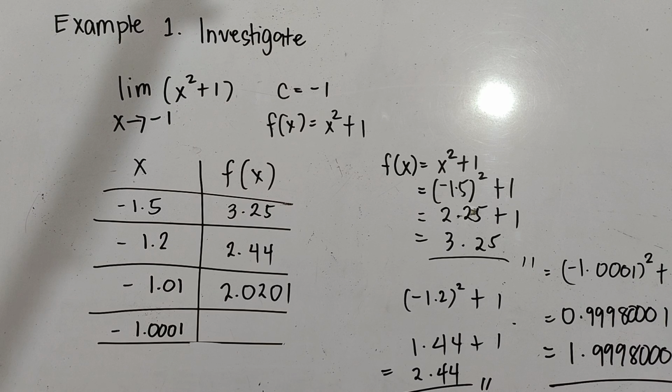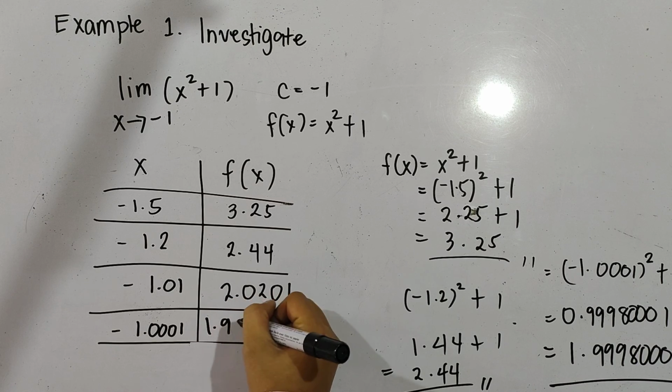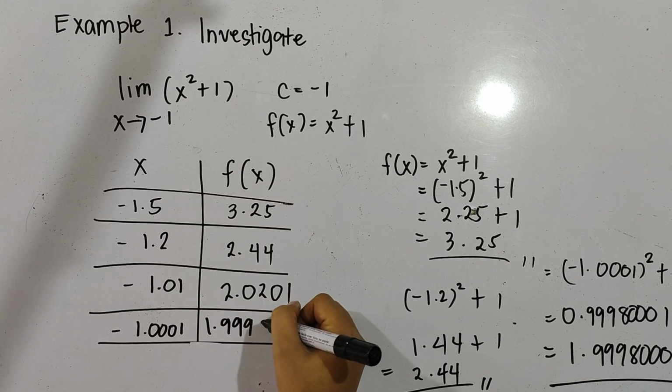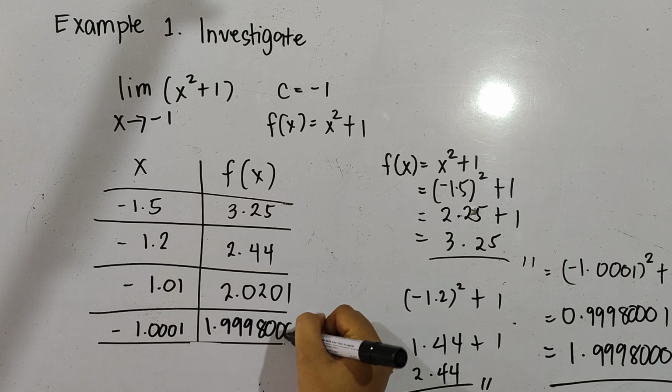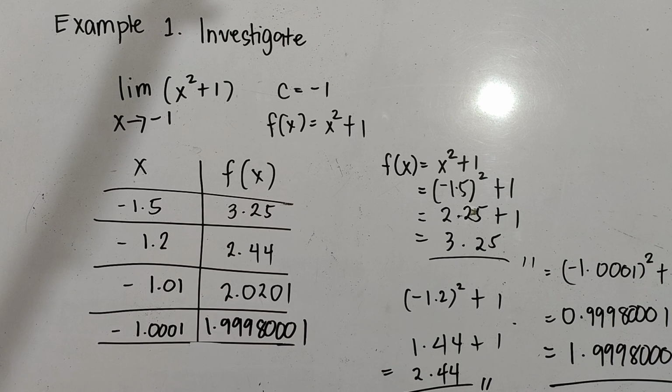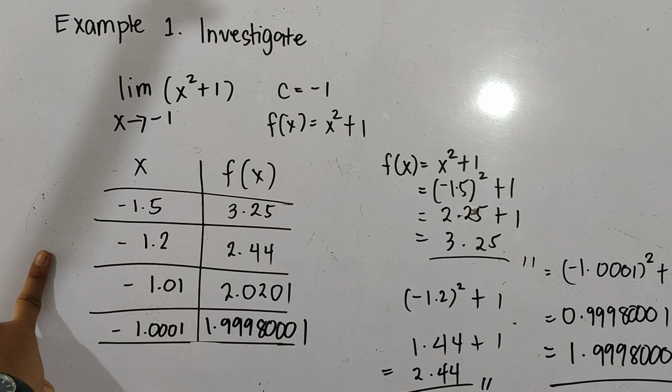The values are getting closer to 2 when we approach negative 1 on its left, or values that are less than negative 1.